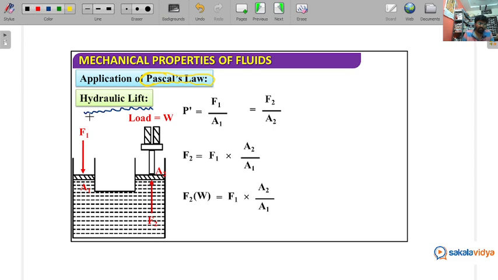As you see here, F1 is a force acting at the small elementary section, that is A1. A1 is the smaller area of the piston. Let A2 be the larger area of the piston.